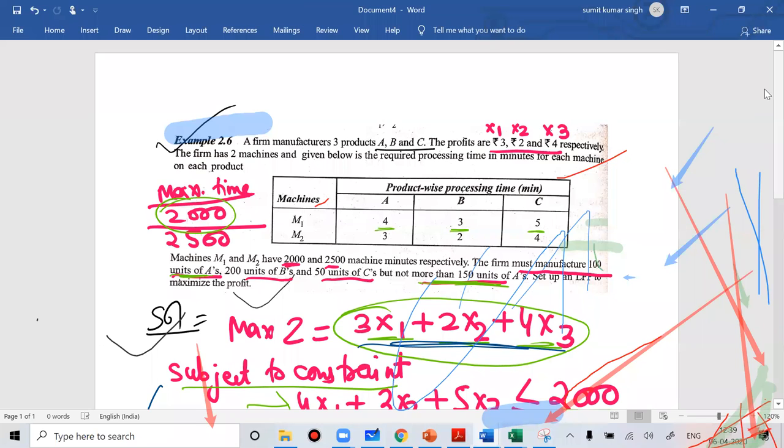Does anyone have previous year question papers? If anyone has, please send me those questions, because from day one I want to discuss the problems which came in the exam in the last 4 or 5 years, so that simultaneously we'll discuss those problems in class.